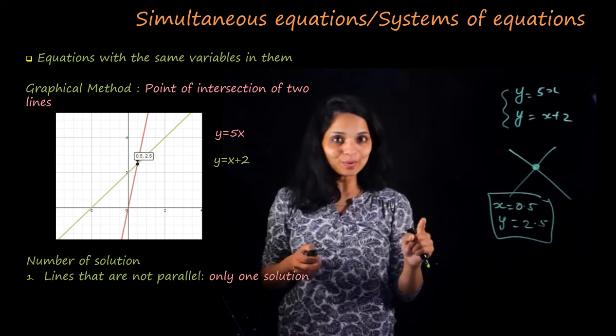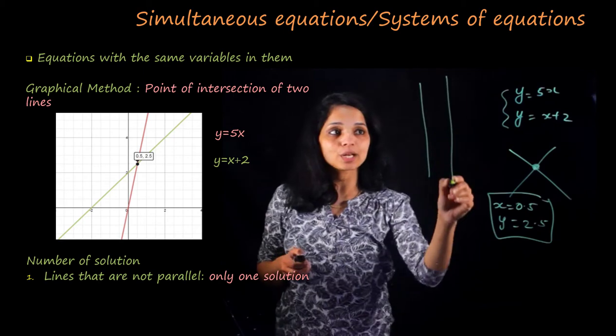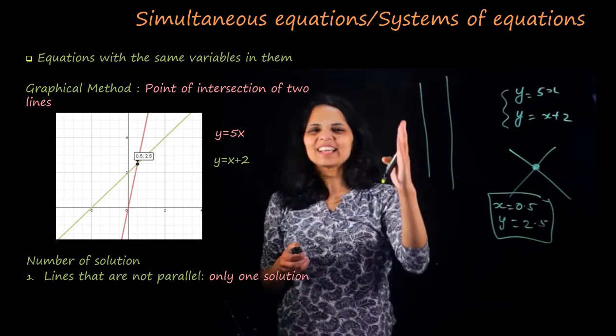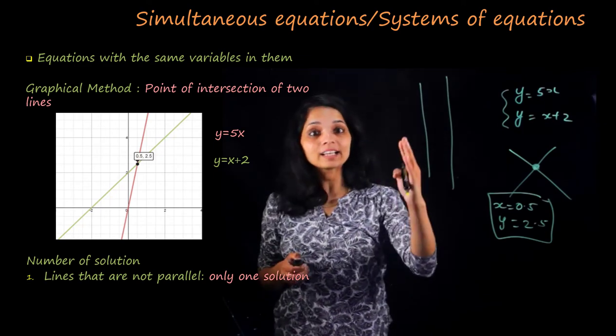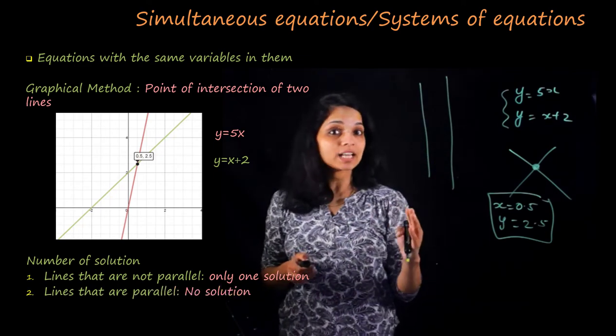Now if two lines are actually parallel to one another, you can see that they will never intersect. So if two lines are parallel to one another, there's no solution at all.